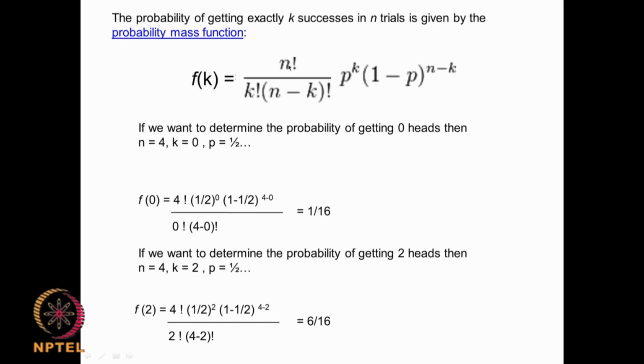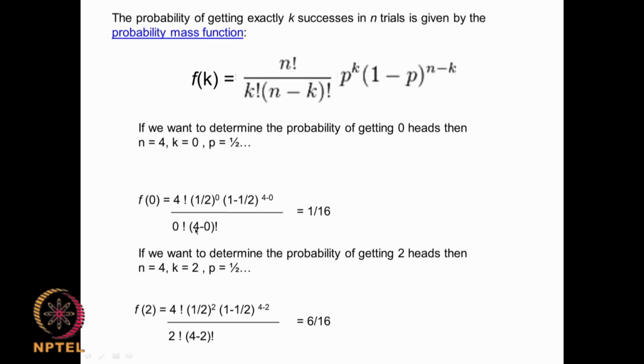N factorial, you all must have studied, is nothing but n into n minus 1 into n minus 2 into n minus 3 and so on. So when I put k equal to 0 and substitute here, I get 4 factorial in the numerator, and in the denominator I put 0 factorial, then 4 minus 0 factorial, half raised to the power 0, and 1 minus half raised to the power 4 minus 0. That is what I have written here. 0 factorial is 1, 4 factorial is 4 into 3 into 2 into 1, that is 24, half raised to the power 0 is 1, and 1 minus half is half, so half raised to the power 4.